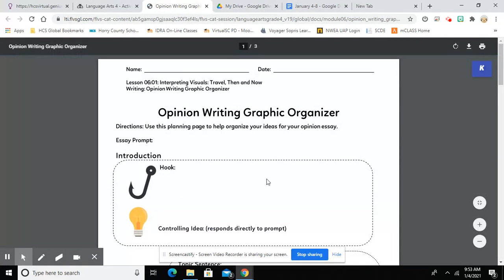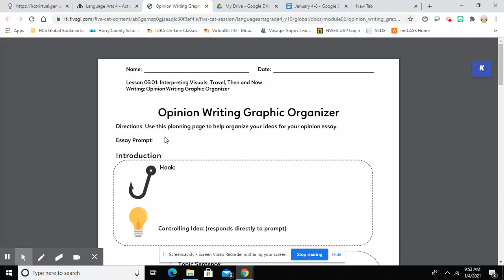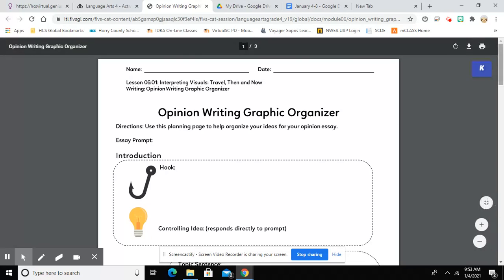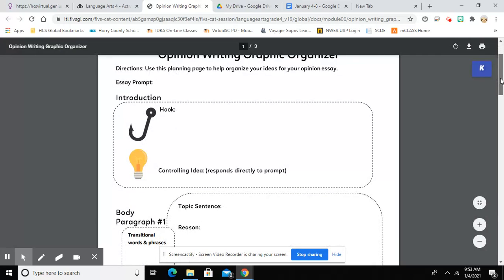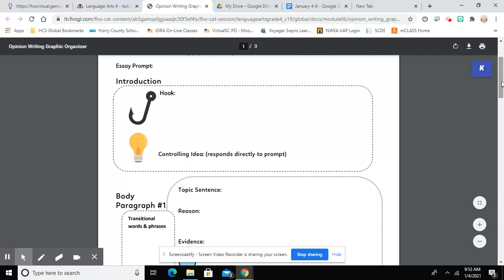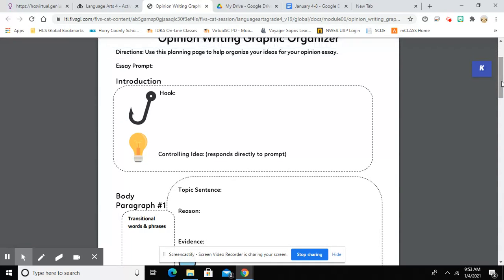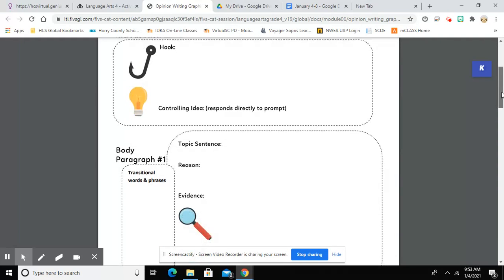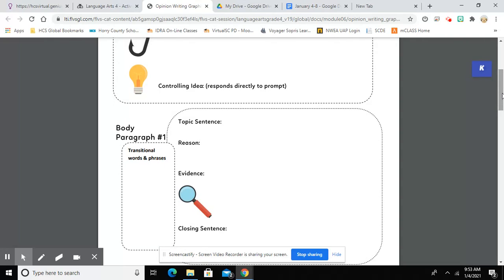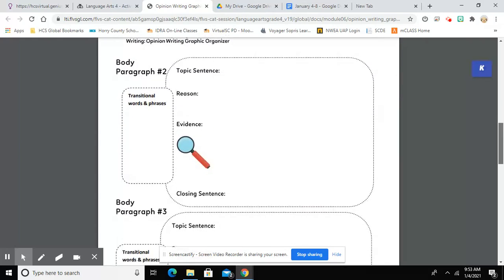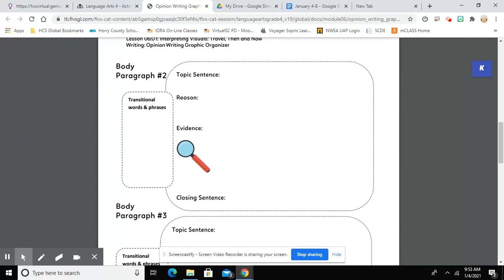And your opinion writing graphic organizer. Use this planning page to help you organize your ideas for your opinion essay. Once we go over the prompt, write it in there, write your hook, your controlling idea, which is what you decided you were going to write about. You always need a topic sentence, give a reason, give your evidence, explain, and your closing sentence. Same thing for your second paragraph.